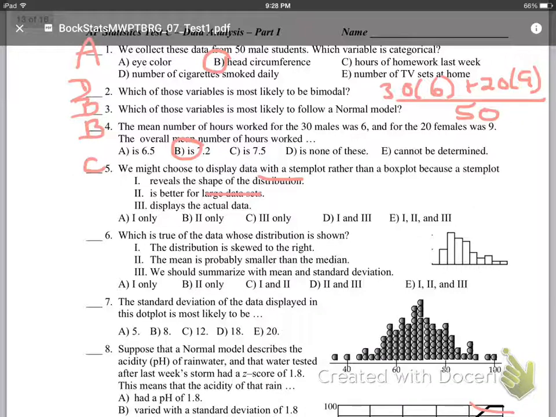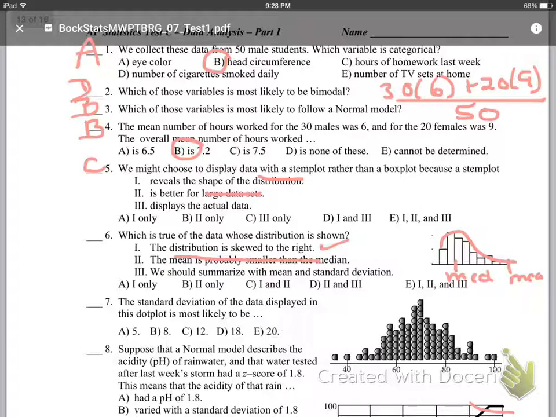Which is true of the data whose distribution is shown. Okay, so do you see how it's skewed to the right? All right, so the function is skewed to the right. That is true. The mean is probably smaller than the median. Well, remember, the mean always goes with the tail. So the mean is bigger, so that is not true.